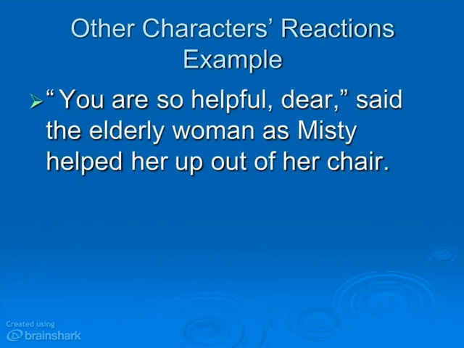Here's an example for other characters' reactions. "You are so helpful, dear," said the elderly woman as Misty helped her out of her chair. So here we have another character talking about Misty. So what can we infer if this person said you're helpful and helps her out of a chair? We can infer that Misty is kind and comforting. If other people are saying that she's kind, then that's something that we can add to her characterization.